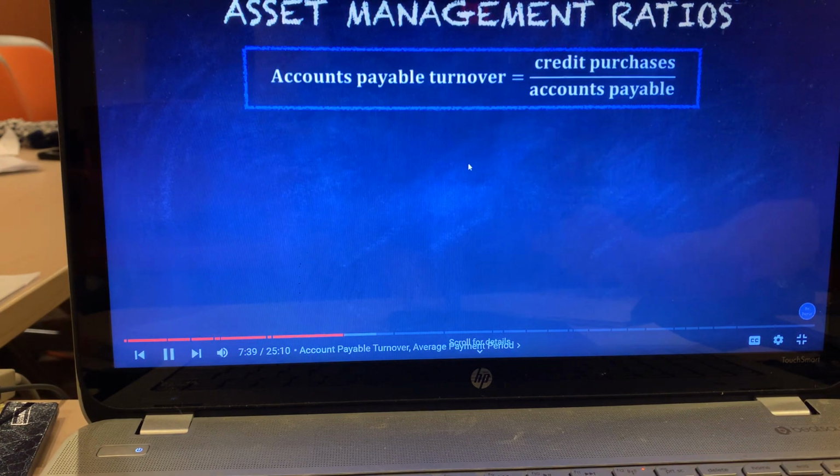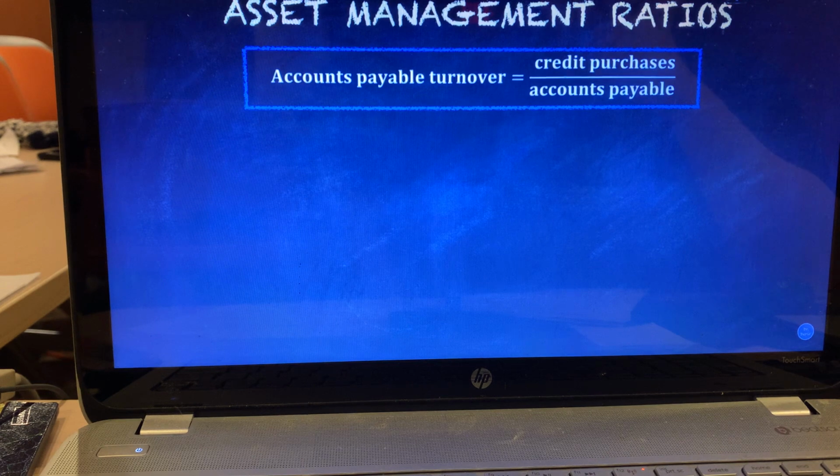Next, accounts payable turnover. So we went from receivable to payable. Receivable is what we get from the customers. Payable is what we have to pay to our distributors. Or sorry, not distributors, the folks that manufacture for us. It is calculated by taking credit purchases over accounts payable, in which accounts payable means the amount of money that the company has not paid back to the suppliers.